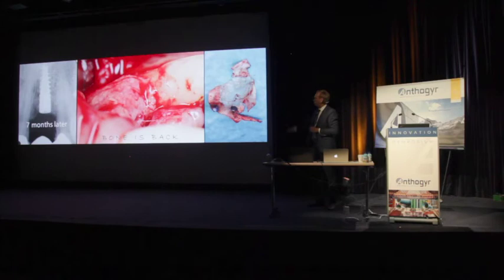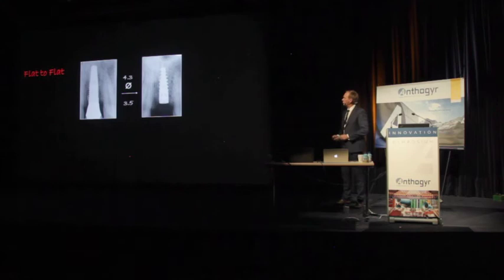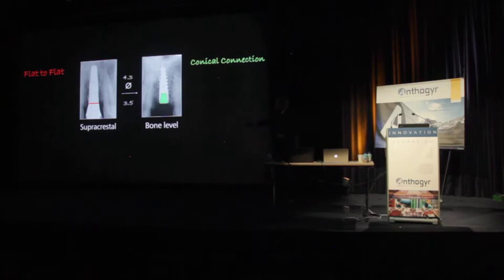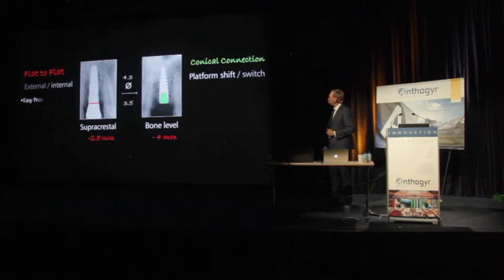Bone techs, membrane. I have a bone level implant covered with bone. And here we have a shift in hardware. We go from a big flat-to-flat implant to a smaller conical connection implant, as you see, which is placed also deeper. Supracrestal placement for the first one, and below the bone, let's say 4 millimeters below the gingival profile, the second one. It has a small platform shift, and it's considered an early bone level implant.